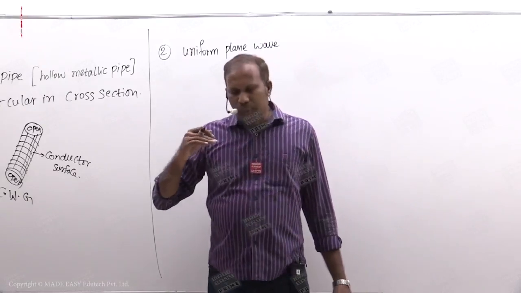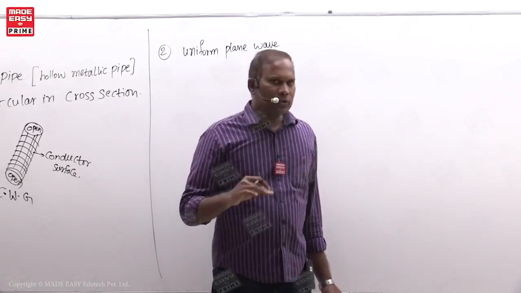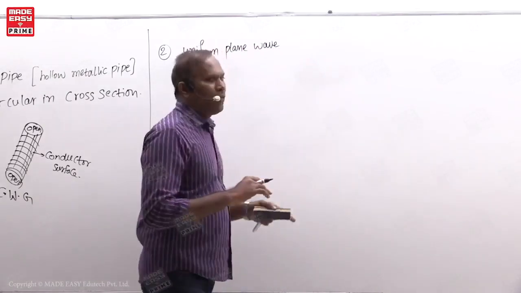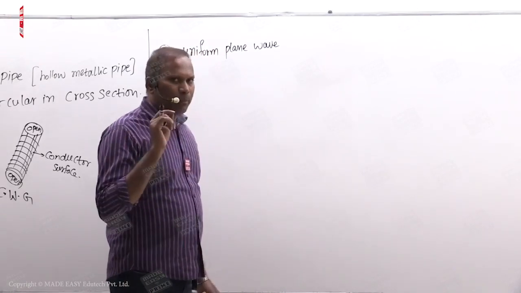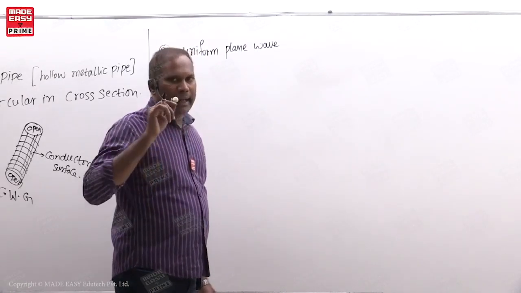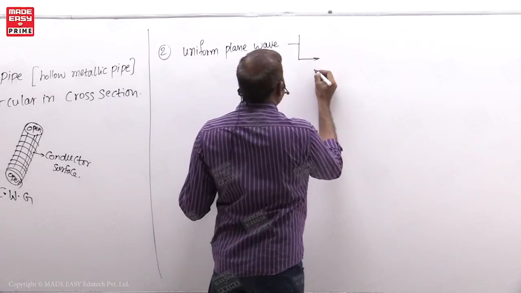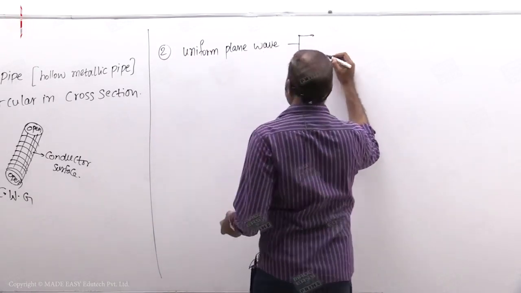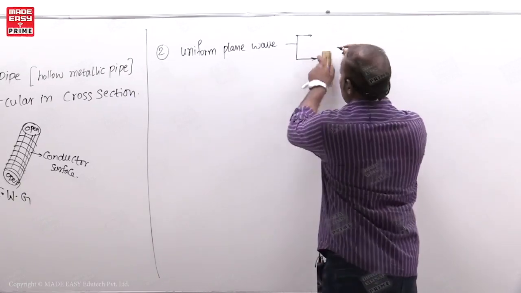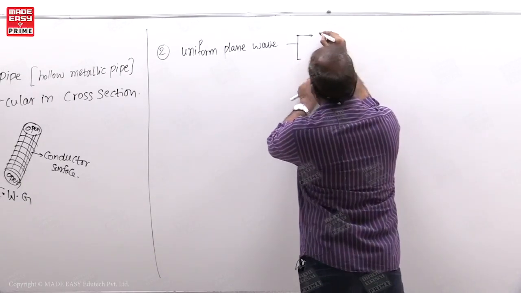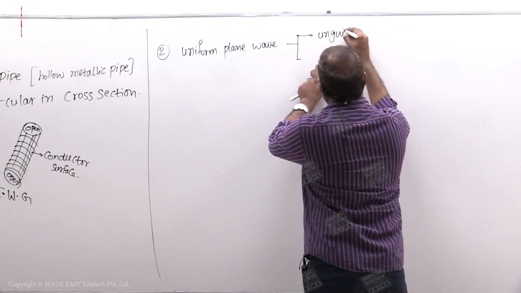It can go up to any distance. So that is why uniform plane wave is unbounded and unguided. So it is actually, uniform plane wave is unguided.